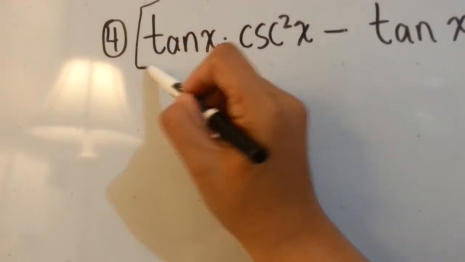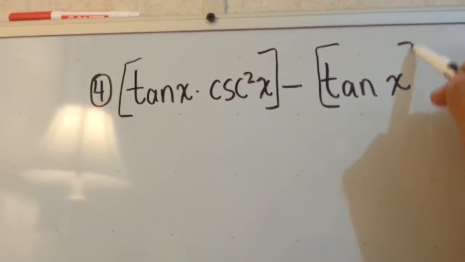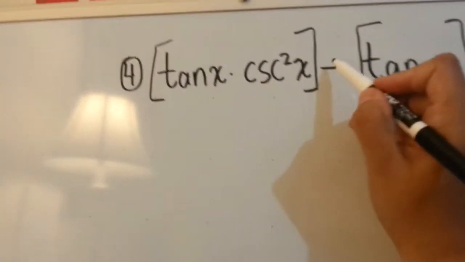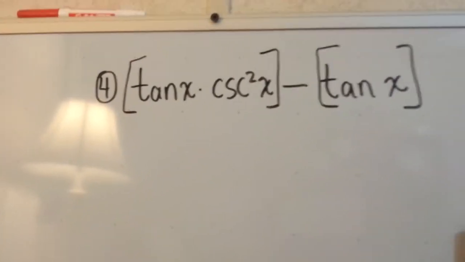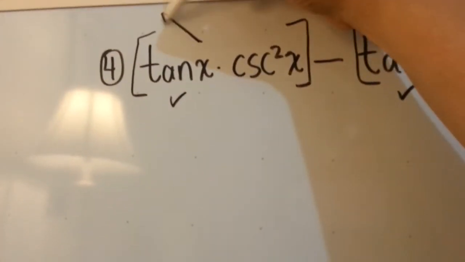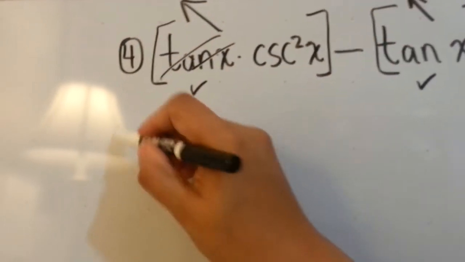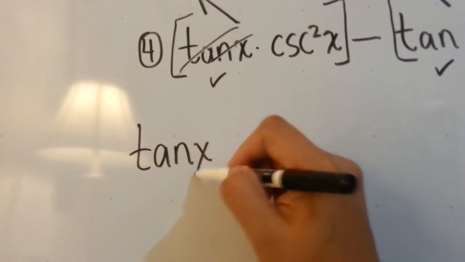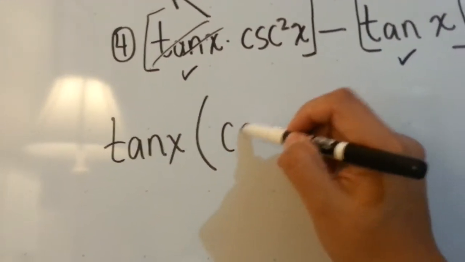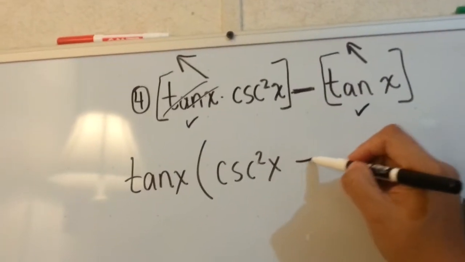For problem 4, we have the tangent times the cosecant squared minus the tangent x. Once again, the minus sign separates them. And the first thing I notice is that I have tangent in common. So what I'm going to do is factor it out. When I remove the tangent to take it outside the parentheses, I have a cosecant squared x left over. I bring down the minus sign.